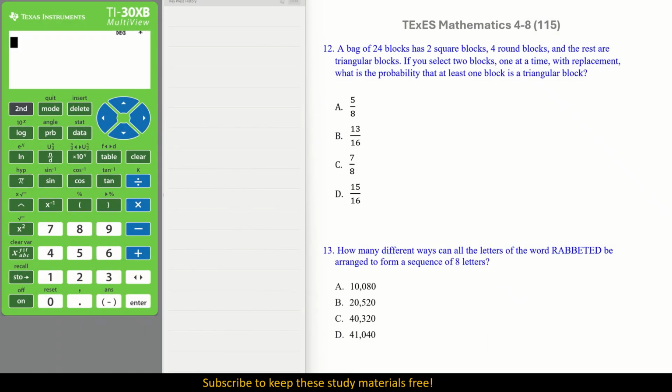Number 12, a bag of 24 blocks has 2 square blocks, 4 round blocks, and the rest are triangular blocks. Okay, that would be 18. If you select 2 blocks one at a time with replacement, what is the probability that at least one block is a triangular block?